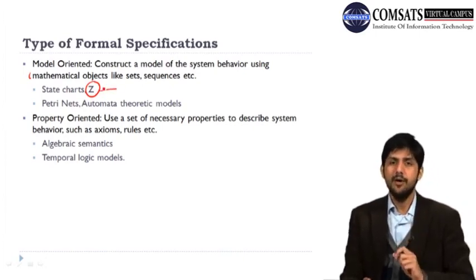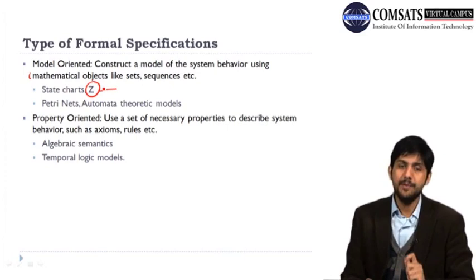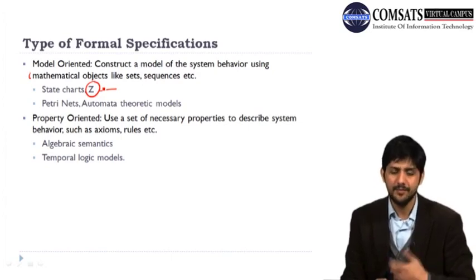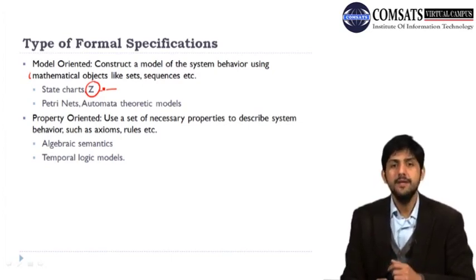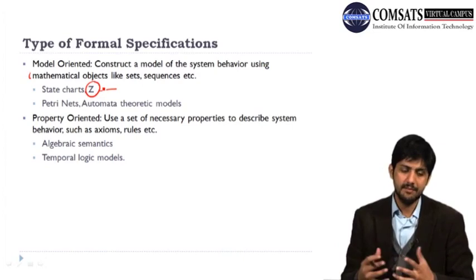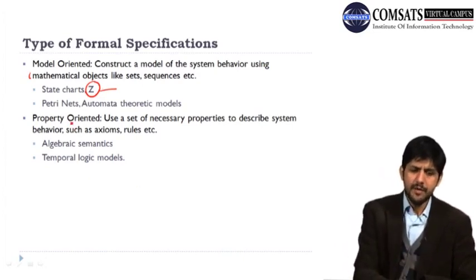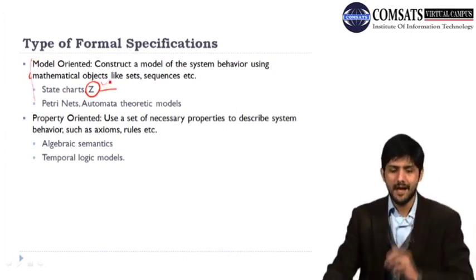And then the other category, or the other type of formal specification, is property oriented, where we use a set of necessary properties to describe the system behavior, such as axioms and rules, and within that we can have algebraic semantics or temporal logic models. But our focus would be on these model oriented approaches, and specifically we are going to discuss this Z language.